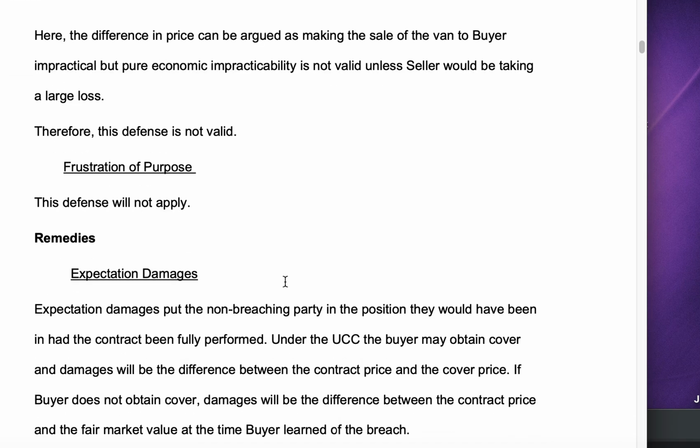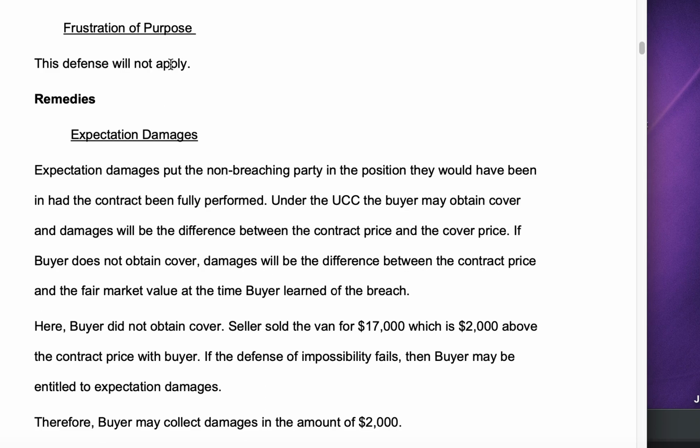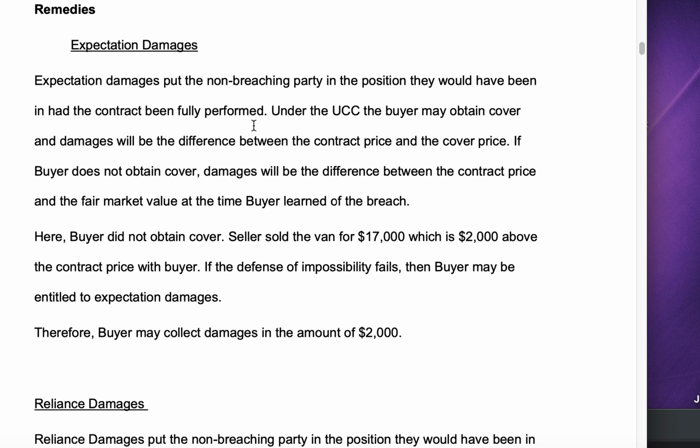So they're basically going through the defenses to contracts, but they're saying, look, I know about this, but it doesn't really apply. So you don't really need to do that. Do not waste time putting in stuff that doesn't really apply unless it's an issue. Or are they asking you the defenses? I don't know. Expectation damages are the remedies.